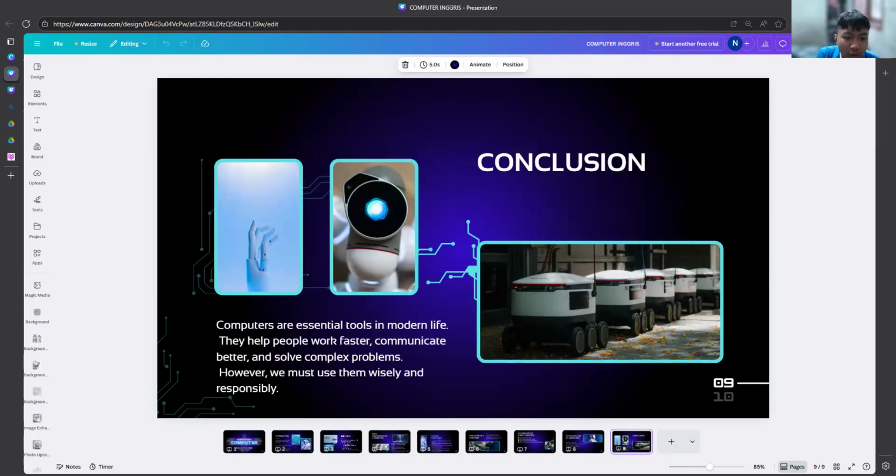The conclusion: computers are powerful tools that help us in almost every aspect of life. They make communication faster, learning easier, and work more efficient. However, we should also use them wisely and not depend on them too much. Thank you for listening. I hope my presentation helped you understand what computers really are and how important they are in our world today. For the next slide, I will explain about the hardware.